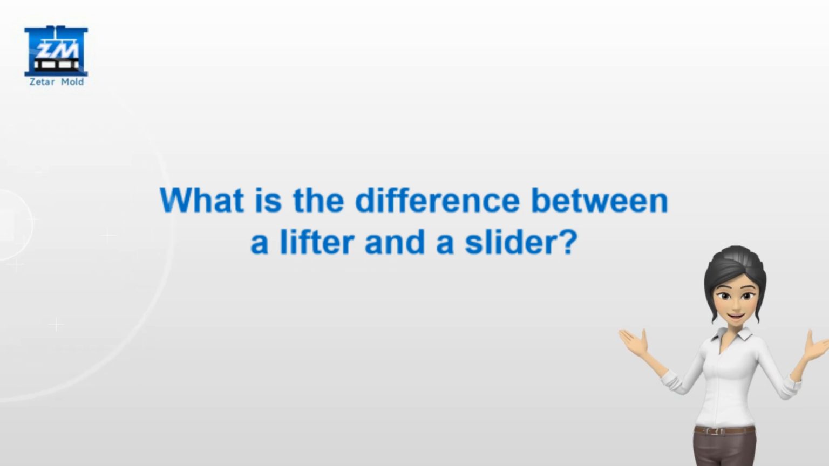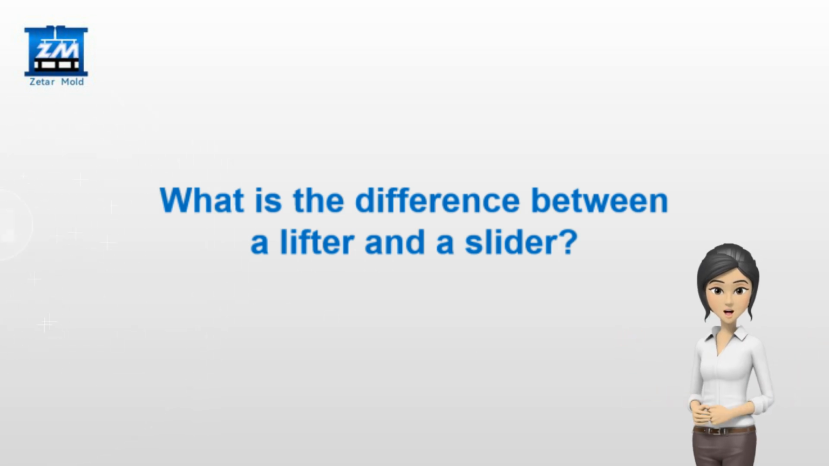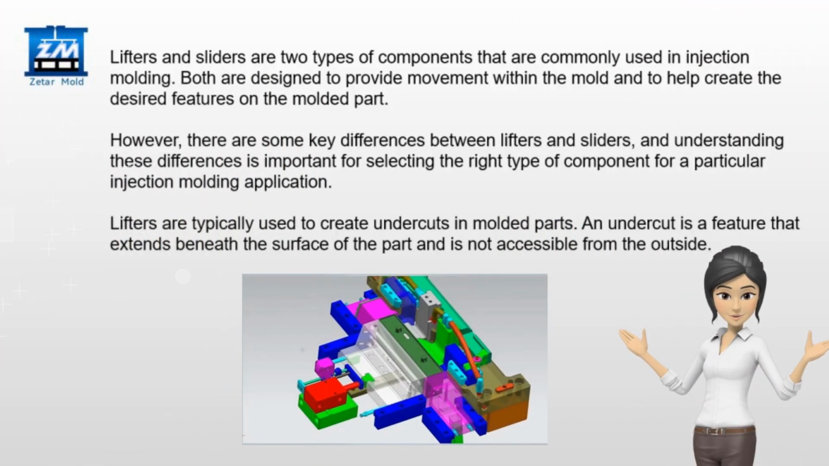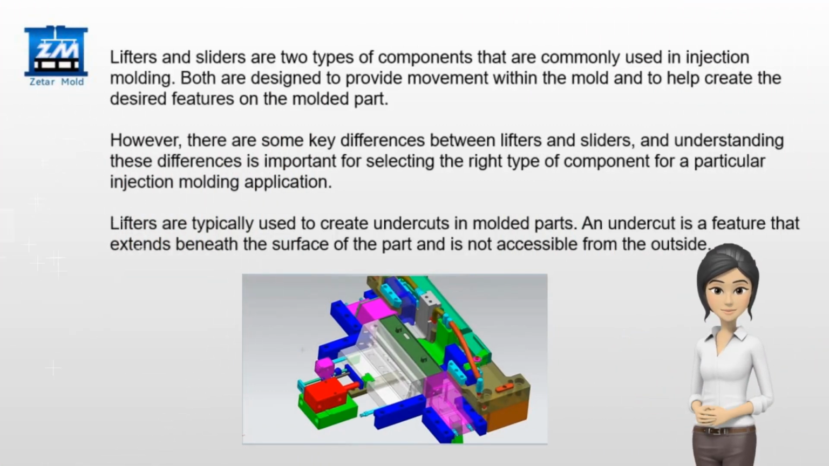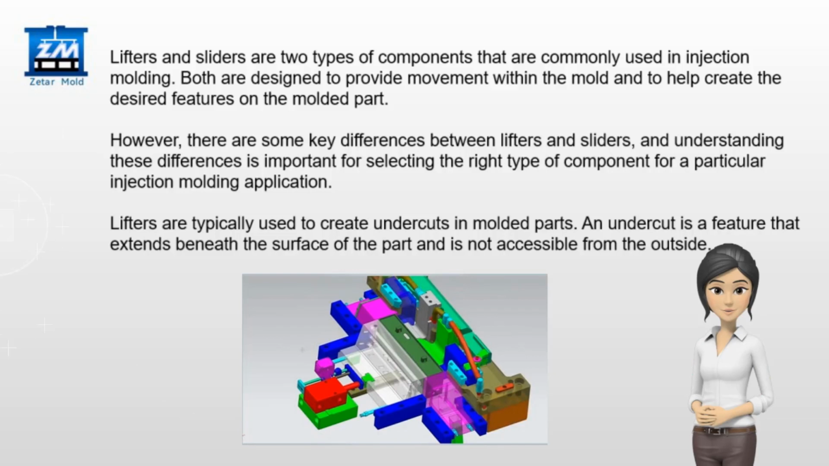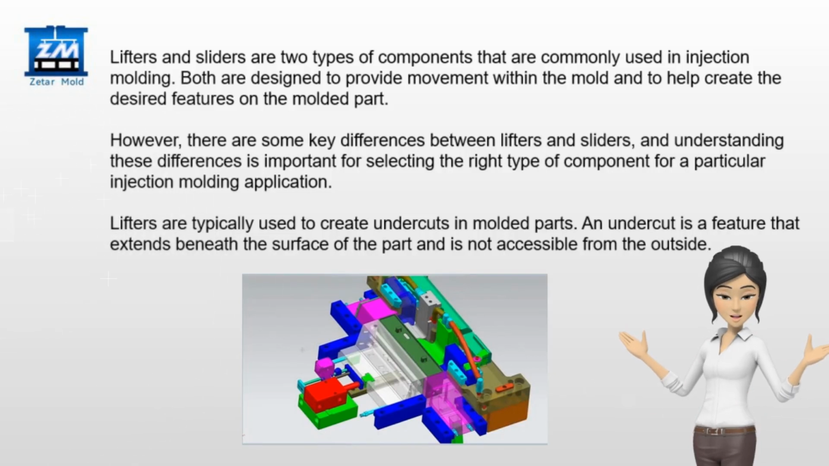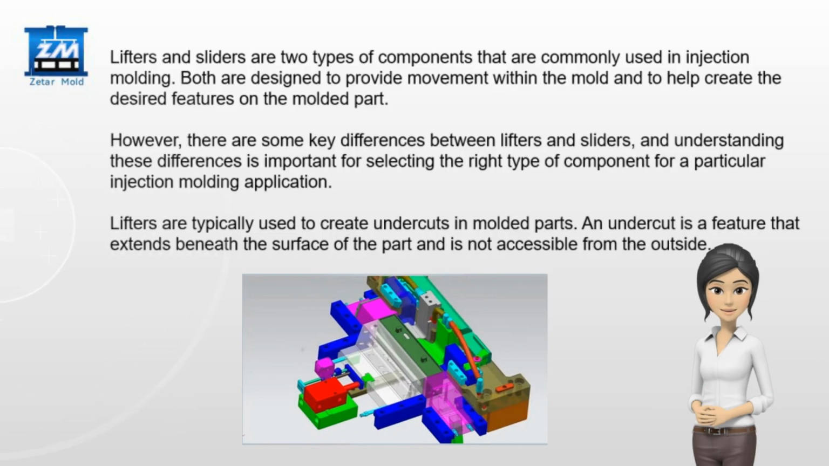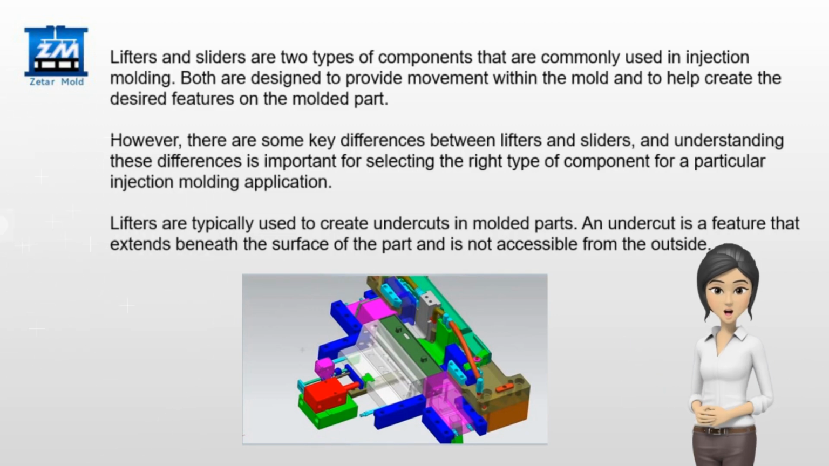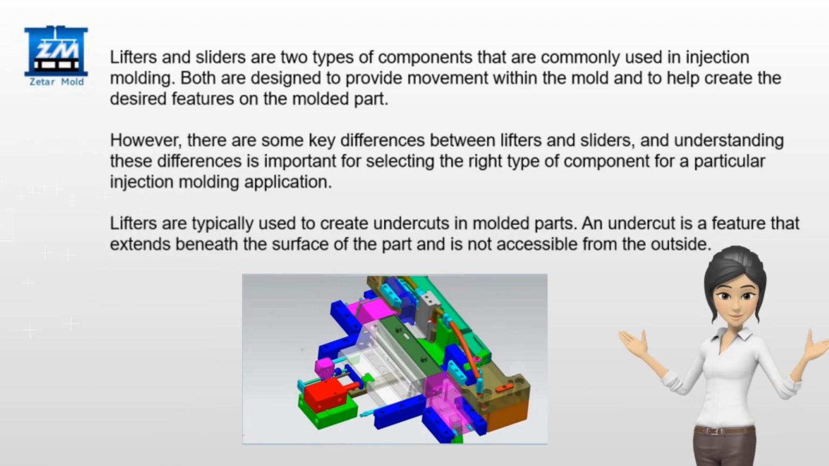What is the difference between a lifter and a slider? Lifters and sliders are two types of components that are commonly used in injection molding. Both are designed to provide movement within the mold and to help create the desired features on the molded part. However, there are some key differences between lifters and sliders. And understanding these differences is important for selecting the right type of component for a particular injection molding application.